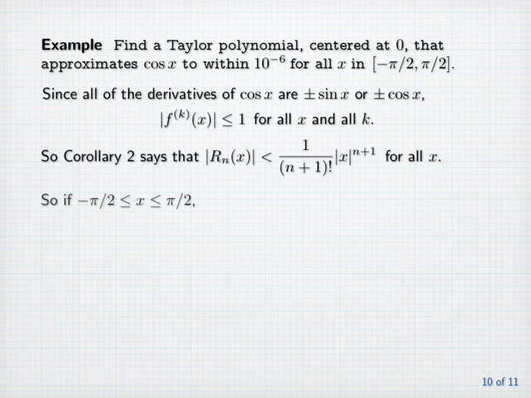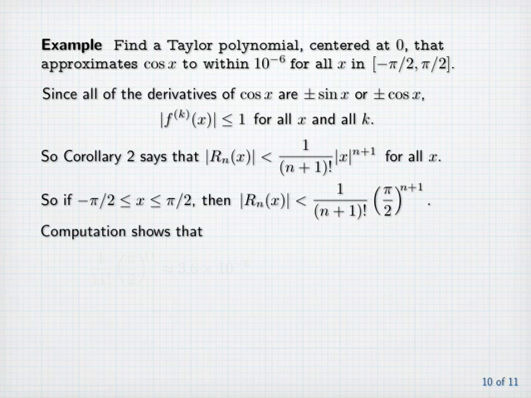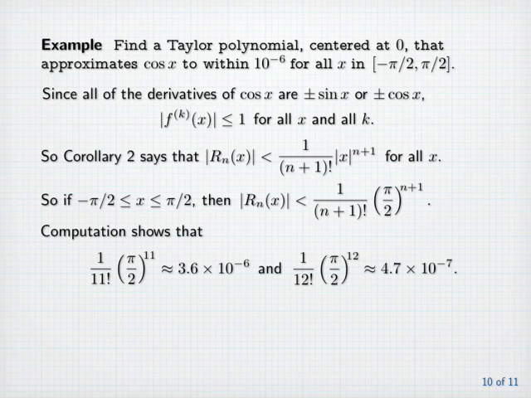So if x is between minus pi over 2 and pi over 2, then the absolute value of r sub n of x is less than 1 over (n plus 1) factorial times (pi over 2) to the n plus first power. Now computation shows that 1 over 11 factorial times (pi over 2) to the 11th is approximately 3.6 times 10 to the minus 6, and 1 over 12 factorial times (pi over 2) to the 12th power is roughly 4.7 times 10 to the minus 7.